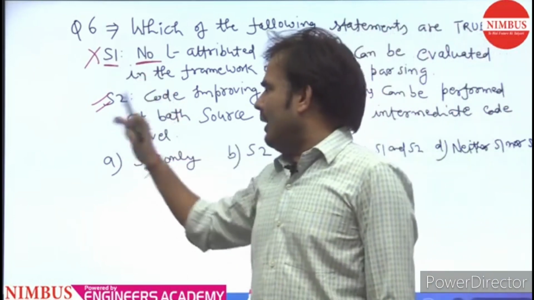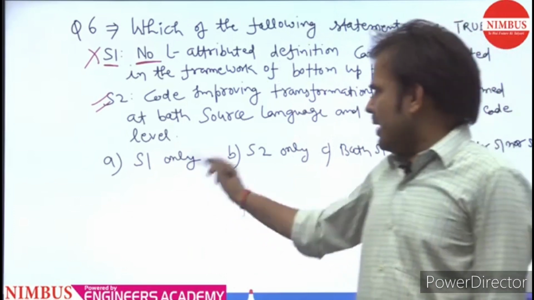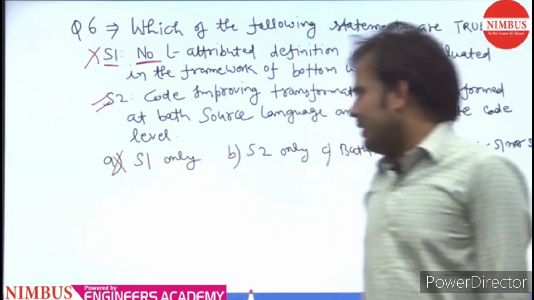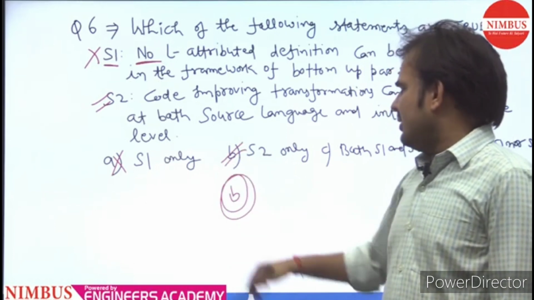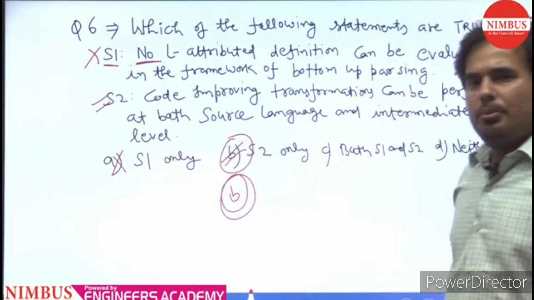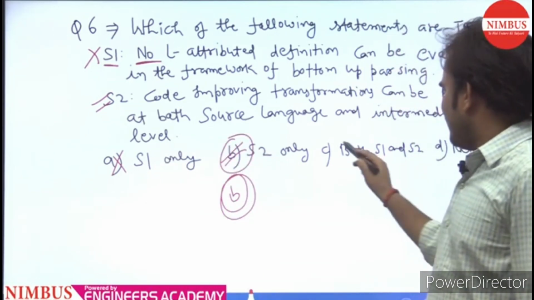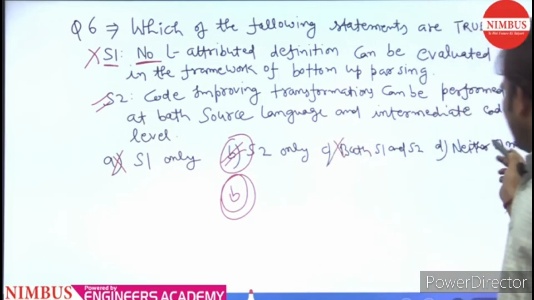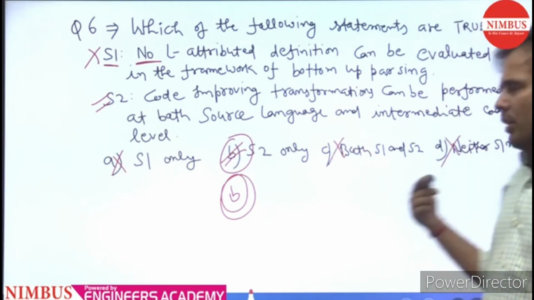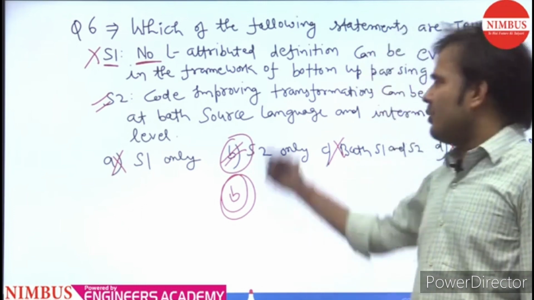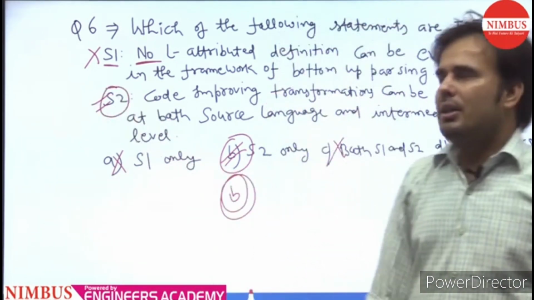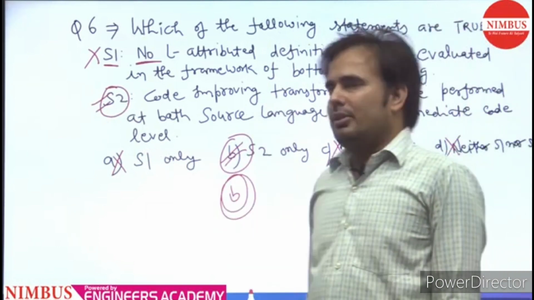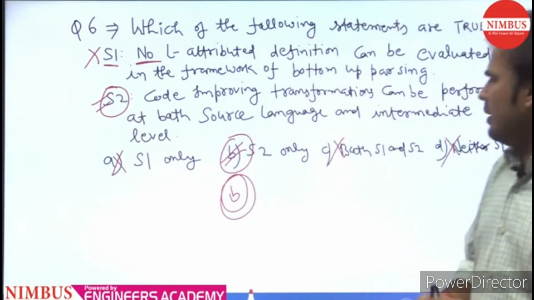So here, which option is true? S1 is false, and S2 is true. S1 only, no, this is a false statement. S2 only, yes, this is a true statement. So option B is correct here. Both S1 and S2, wrong option. Neither S1 nor S2, wrong option, because S2 is a correct statement here. So that's why this question is also a good question.